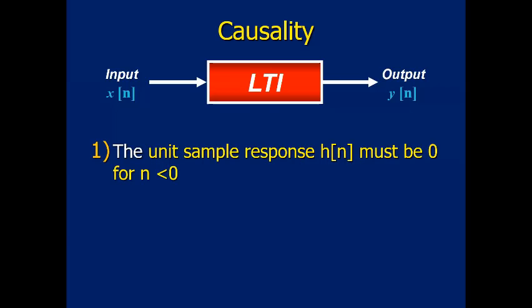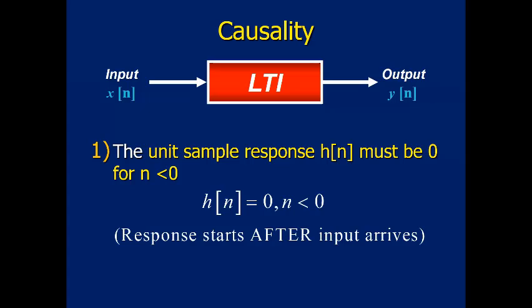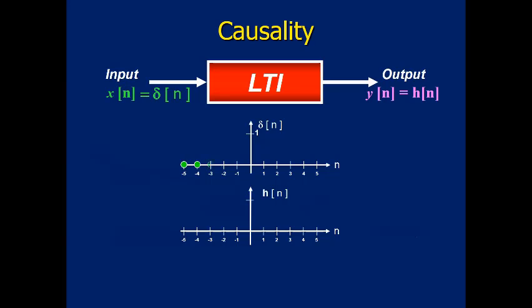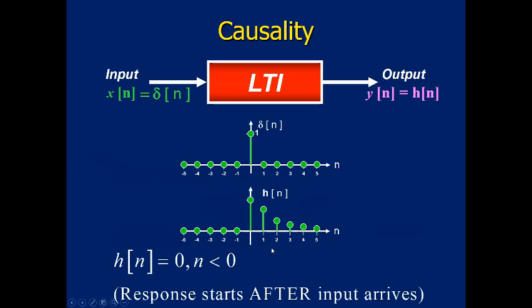Lastly, we can tell a system's causal by looking at the unit sample response. The unit sample response of a causal system has to be 0 for all n less than 0, because that says the system doesn't start responding until the input arrives, right? If a unit sample response is the response to a unit sample at n equals 0, and I have any response prior to that, I'm responding before my input happened, and I have a non-causal system.